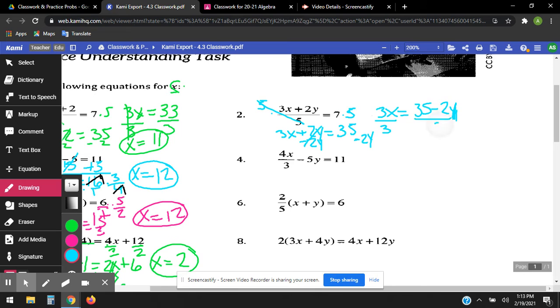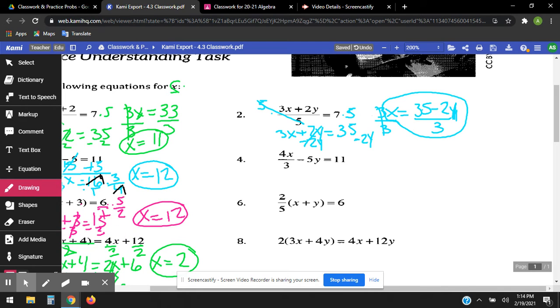Now I need to divide by 3, and x could equal that right there. X equals 35 minus 2y divided by 3. I can't really simplify it anymore. If 3 went into each of these, if 35 divided by 3 was a whole number, I'd probably simplify that. But since it doesn't, there's no reason. 2 divided by 3 doesn't simplify into any specific number. It's still a fraction. So I'm just going to leave it as one big fraction because I can.